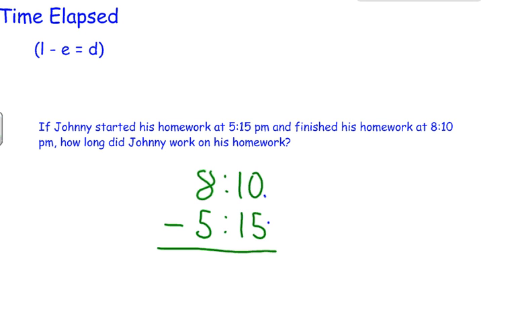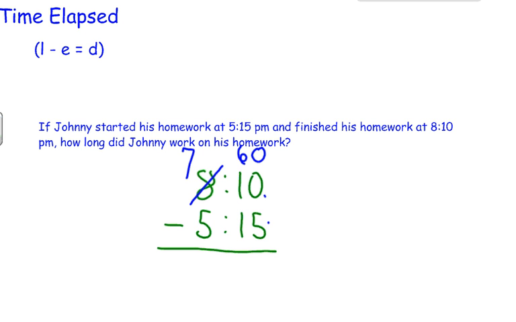And so if we have 10 minutes here, we're going to go to the hour, and we're going to take an hour. So this is going to become 7, and now we need to add an hour to our minutes. Now when we add an hour, we're not adding 100 minutes, we're only adding 60 minutes. So we're going to add 60.